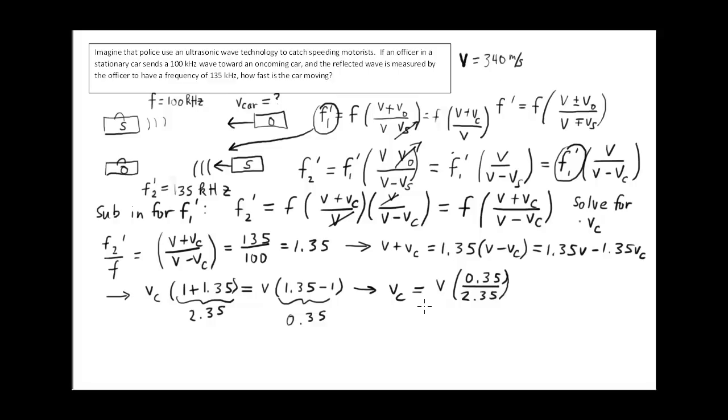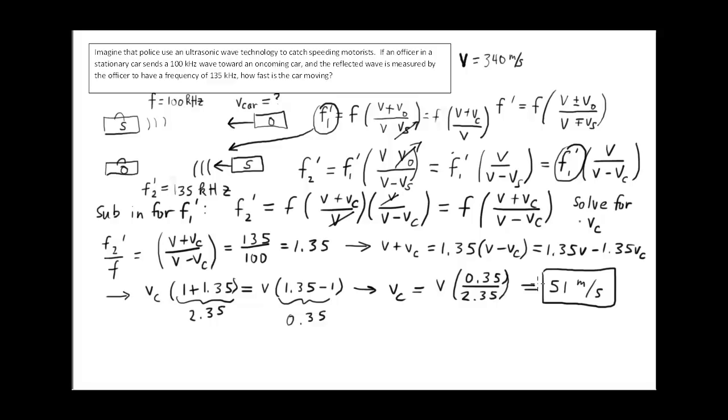This is a simple ratio, and when we plug the numbers in, we get a value of just about 51 meters per second. A little bit over 100 miles an hour, maybe 120 miles an hour. So that's a reasonable value. It makes reasonable sense given the context of the problem.